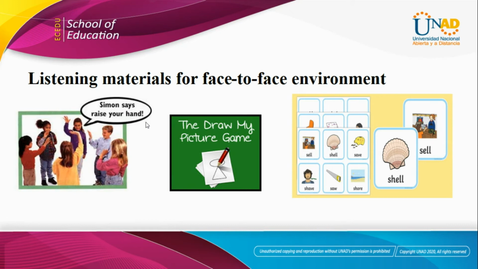So for seeking clarification, we can use the activity minimal pairs. Why minimal pairs? Because in this activity, we are going to make a comparison between 2 words. For example, in this case, we have the word shell, that is an object, and cell, that is an activity. So when a student listens to those minimal pairs, they are going to learn how to pronounce words correctly.